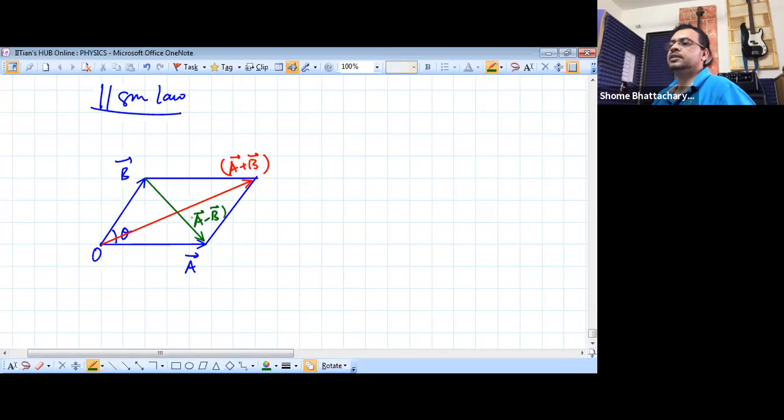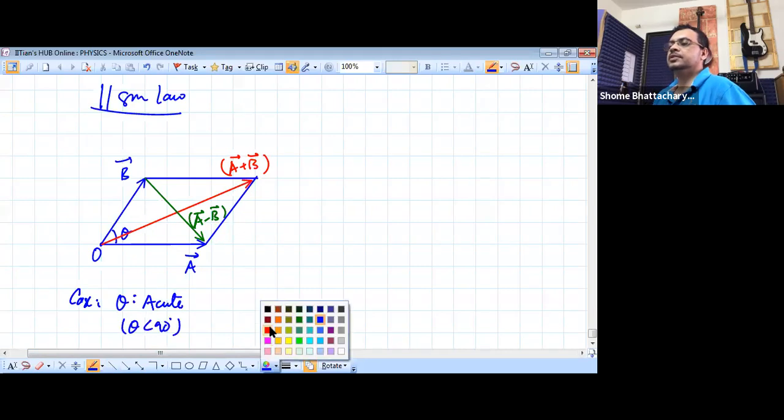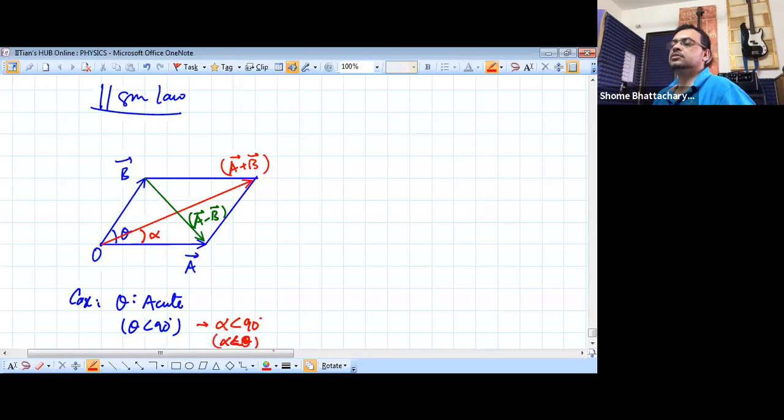This is a specific case where I have taken theta to be an acute angle, so theta is less than 90. In this case, the angle that the resultant makes with A, alpha, will also be less than 90, because alpha is less than theta, and theta is already less than 90. So this will not fit our particular diagram.